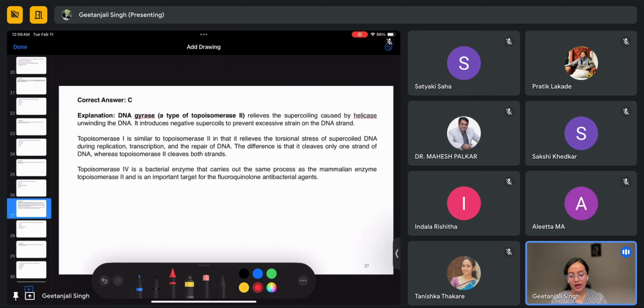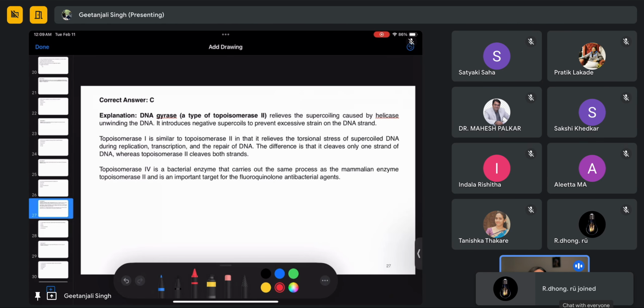Now, there are four topoisomerases: topoisomerase 1, 2, 3, and 4. We don't talk much about 3 because it's present in only a few E. coli, not even all E. coli. But in general, topoisomerase 1 cleaves one of the strands of DNA, while topoisomerase 2 cleaves both the strands of DNA for the supercoiling process. Topoisomerase 4 is another bacterial enzyme that carries out the same process and is an important target for fluoroquinolone antibacterials.